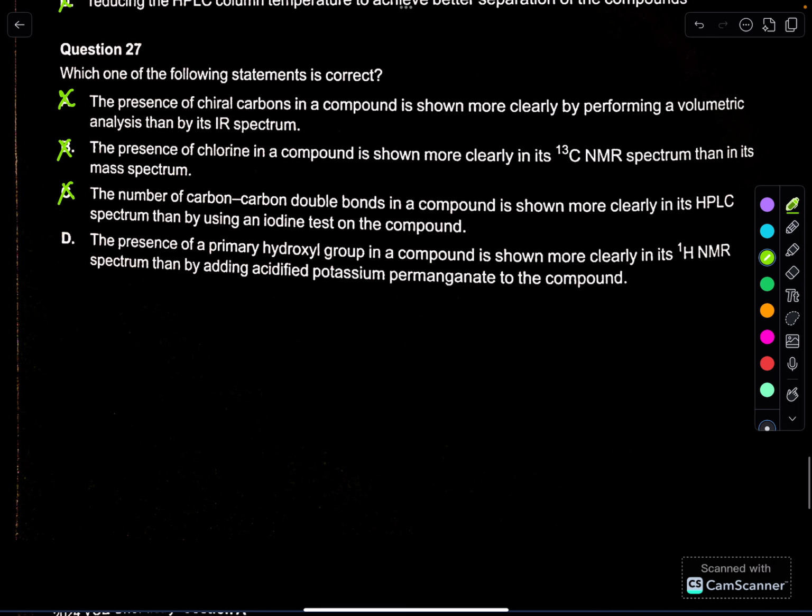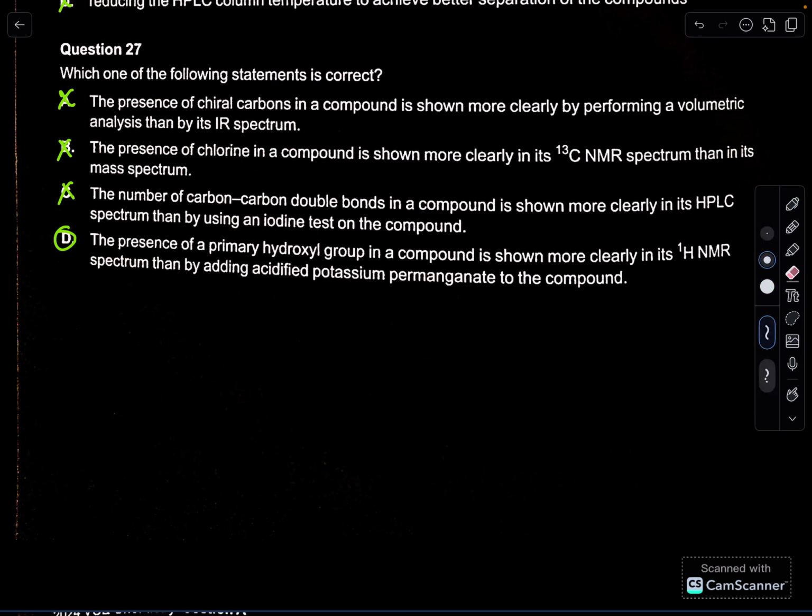D: the presence of a primary hydroxyl group in a compound is shown more clearly in an HNMR spectrum than by adding acidified potassium permanganate to a compound. Now, this is actually true because we're talking about primary hydroxyl groups. Acidified potassium permanganate doesn't tell you a lot. It can tell you there's a primary or secondary alcohol because it works for both, but how do you tell the difference between primary and secondary? That's why it's useless. Whereas with HNMR you can determine if it's primary. So D sounds better, and it's correct in that one.